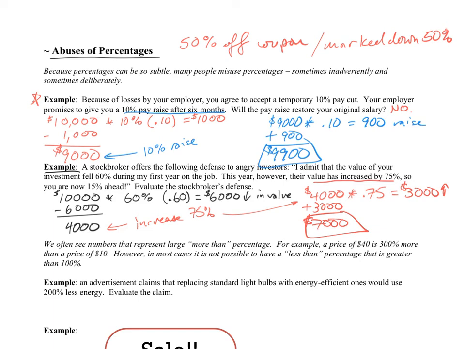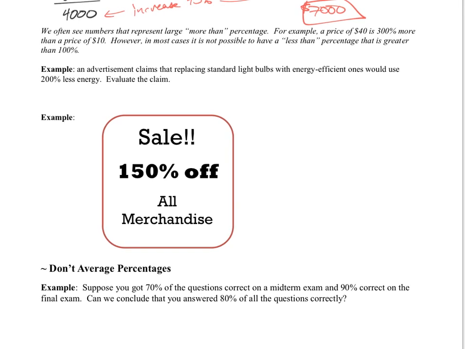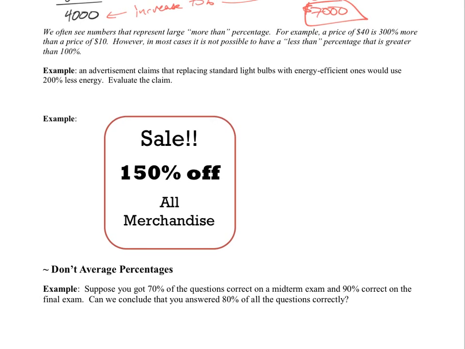So let's take a look at these last few examples down here. We often see numbers that represent large percentages. For example, a price of $40 is 300% more than a price of $10. However, in most cases, it is not possible to have a percentage less than that is greater than 100%. Again, this is super common over in the finance world, the investing side of life with stocks and bonds and all that.